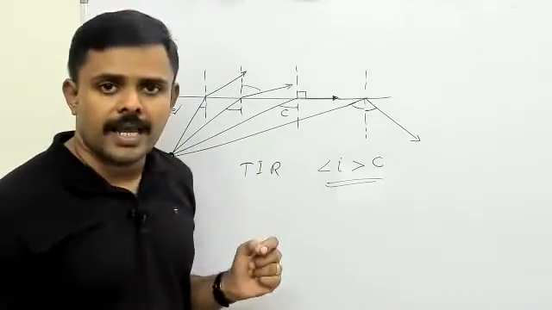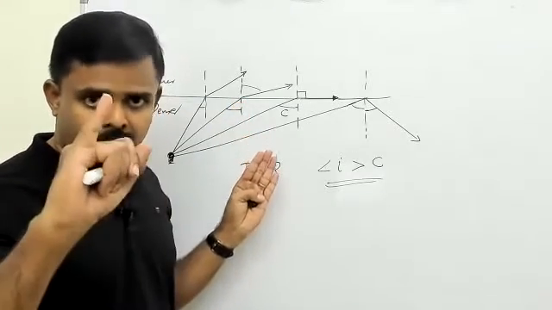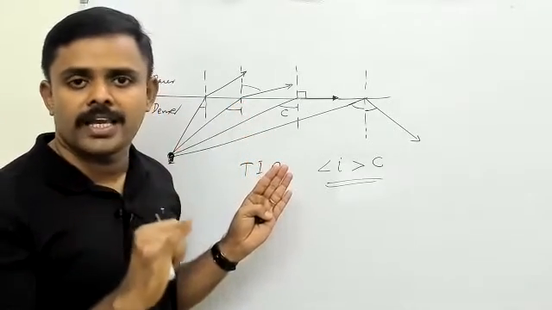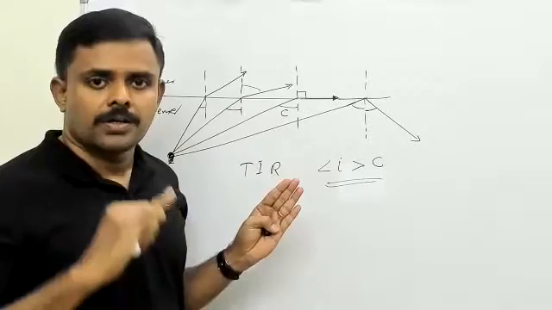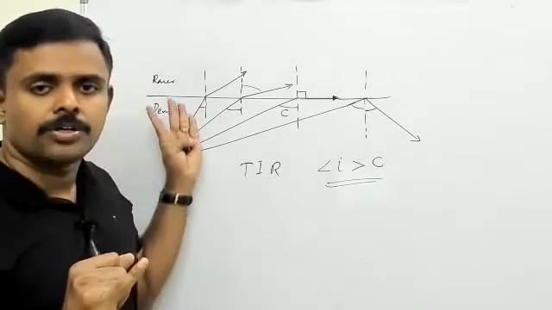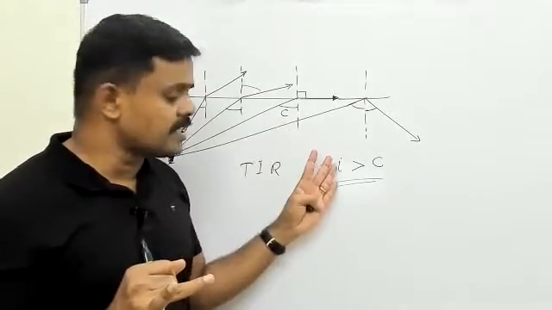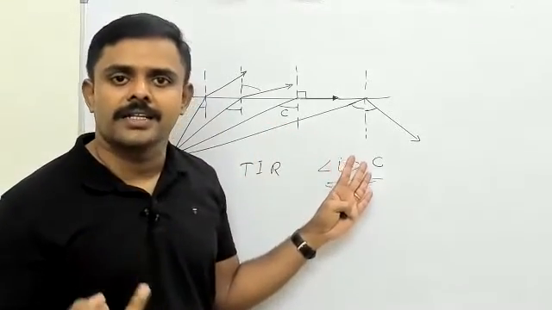So when does TIR happen? Question number 1 is this: what are the conditions for TIR to happen? 2-mark question. Number 1, the ray of light should go from a denser medium to a rarer medium. Number 2, angle of incidence must be greater than the critical angle.